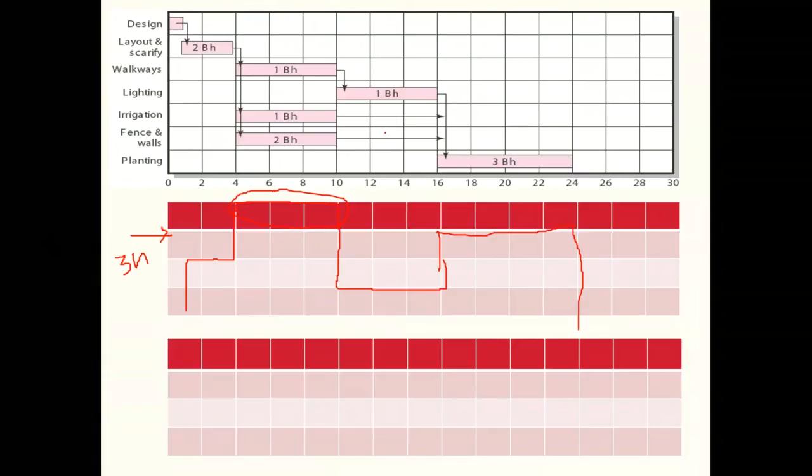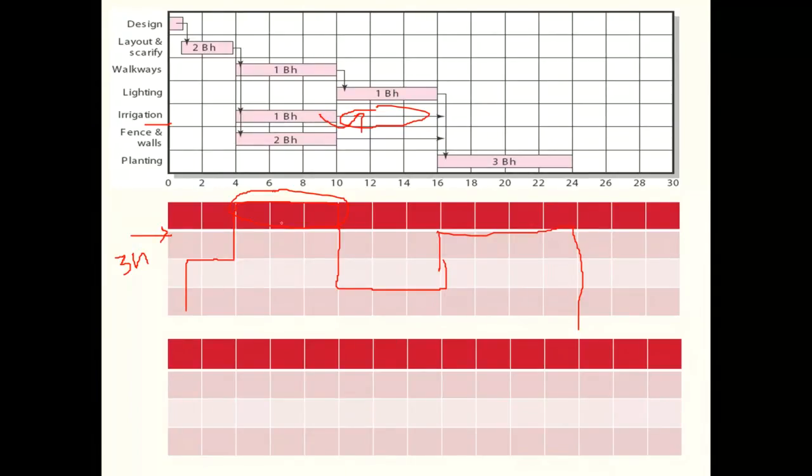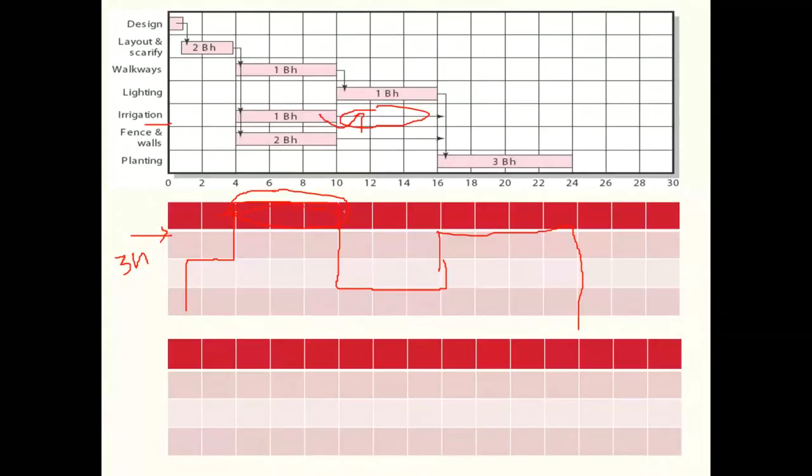So the easiest way could have been to make use of the float over here. For instance, we may decide to postpone this activity. And if we could postpone, for instance, the irrigation activity by 3 weeks, it would mean that we get rid of this excessive resource usage, and we would have a resource profile like this. So this was one example.